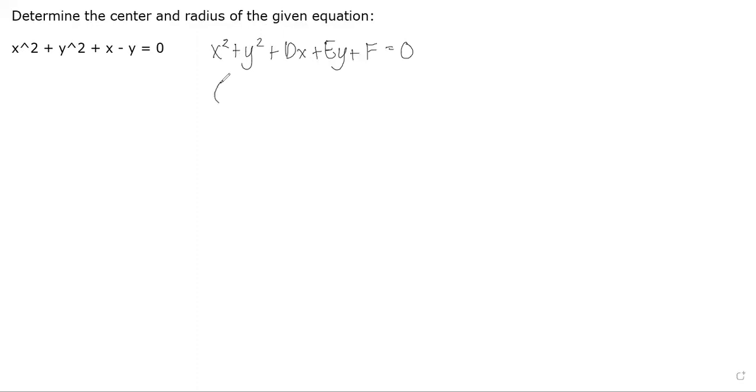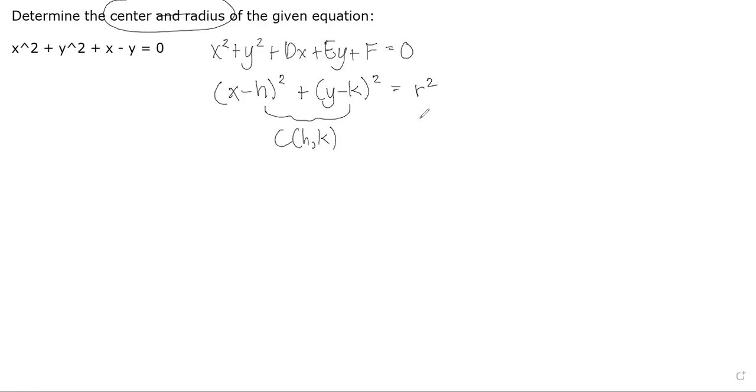Ano ba yung standard form ng circle? That is x minus h quantity squared plus y minus k quantity squared that is equal to r squared or the square of the radius. So, minsan ang tawag din natin dito ay center radius form. Center radius form kasi that is in the form of yung center niya, okay, yung coefficient or yung point ng center niya, that is h comma k, and then square of the radius. Kaya yun, center radius form.